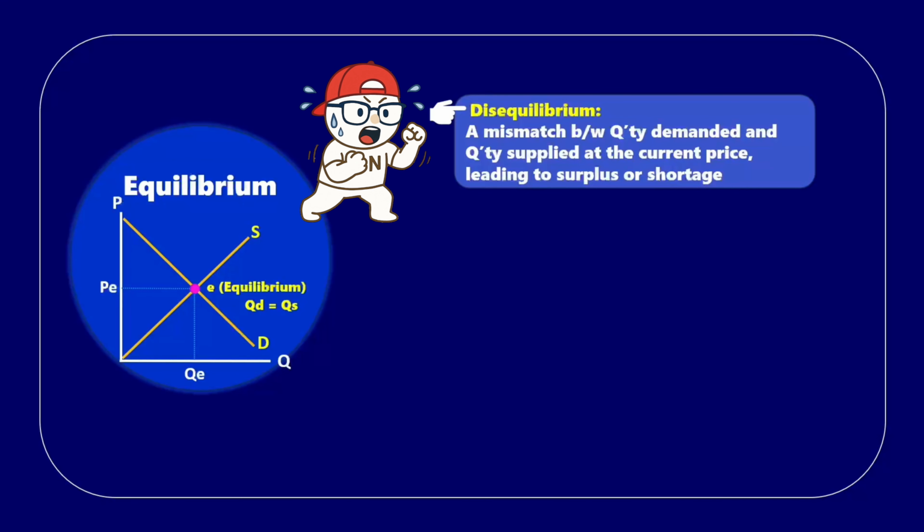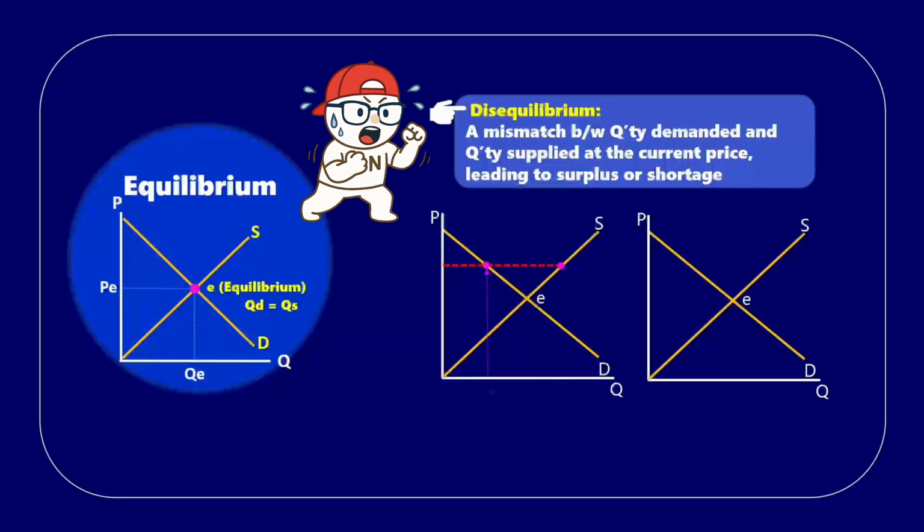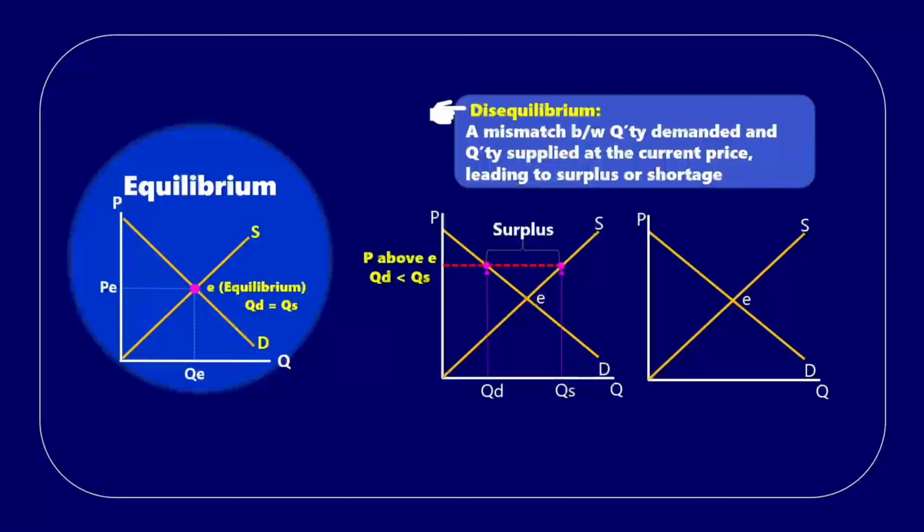Okay, first, price is set above the equilibrium. And this could happen due to many different reasons, which we'll cover later on. When prices are too high, quantity supplied is greater than quantity demanded, and that creates a surplus. Sellers have excess goods sitting unsold, so they'll lower prices to get rid of them. And as price falls, the market moves back towards equilibrium.